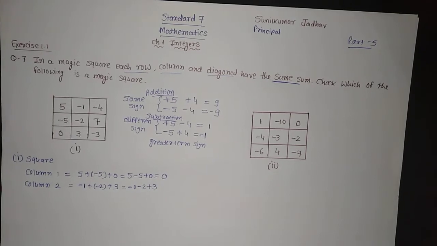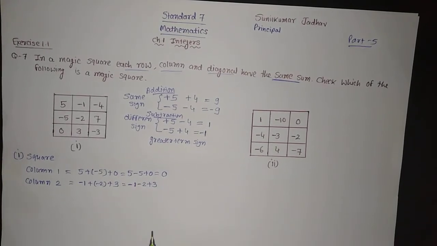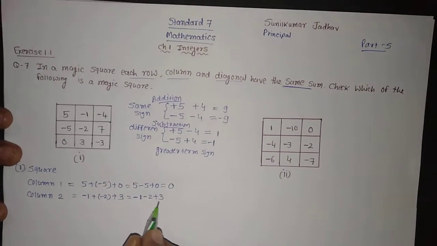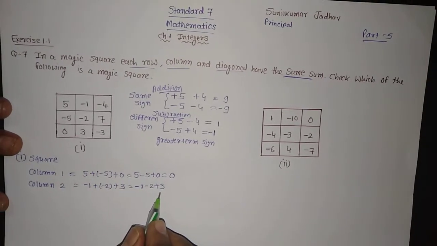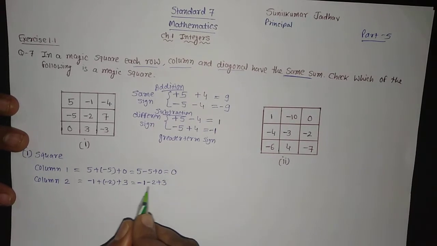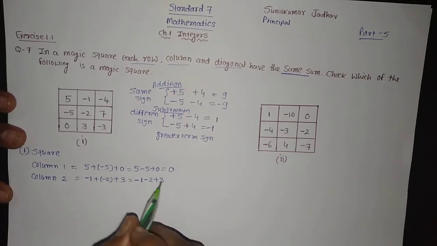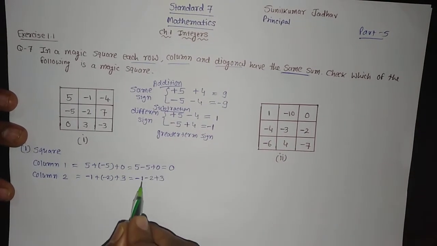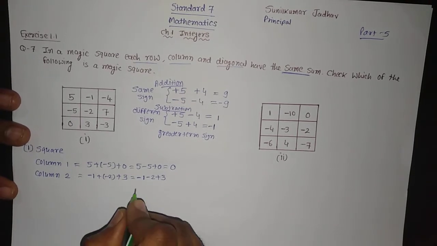Now, as I told you, what we are going to do, first of all, we have to check in all these 3 which has the same sign. We'll do the addition of them. You can see minus 1 and minus 2 has the same sign. What to do? For the same sign, we have to do the addition. So, 1 plus 2 is equal to 3.